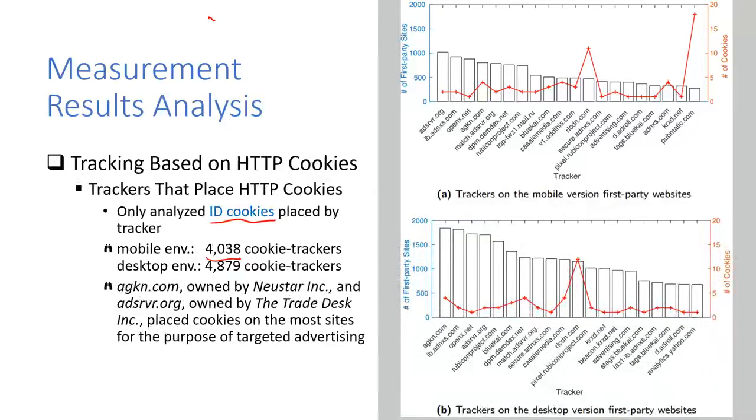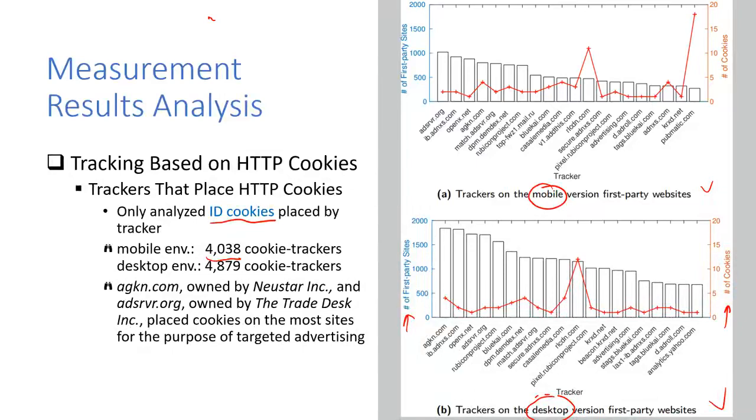Here, those two figures present the top 20 trackers in the mobile environment and the top 20 trackers in the desktop environment. The x-axis is the trackers, and the y-axis on the left is the number of first-party websites on which this tracker placed cookies. And the y-axis on the right is the number of cookies placed by this tracker.